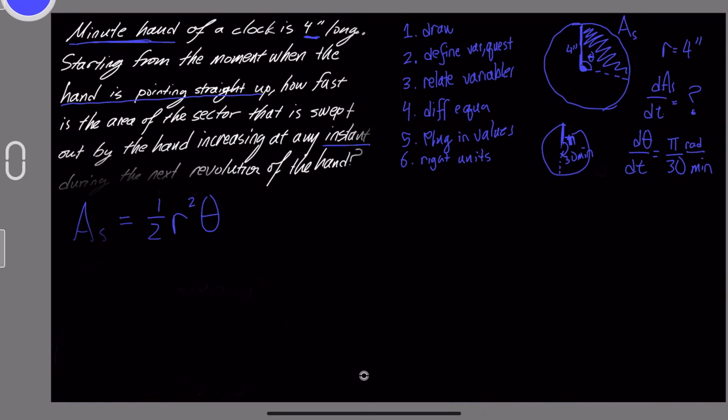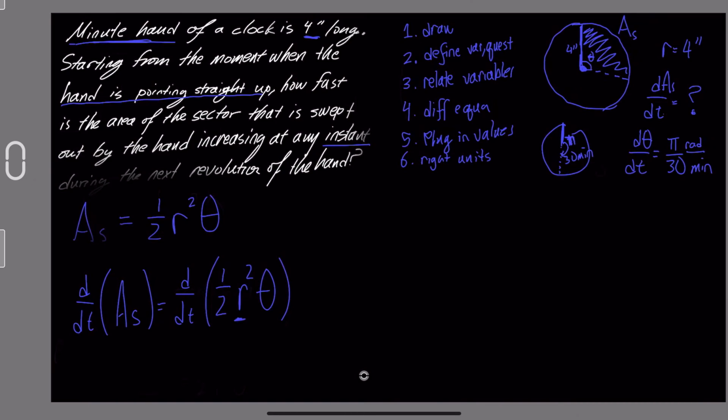Let's move on to step 4 and differentiate. We're differentiating everything with respect to time, so that's why it's d/dt of 1/2 r squared theta. And if we recall, r isn't actually a variable. The length of the minute hand never changes, and we know the length of the minute hand as well, and that's 4. So let's plug that in really quickly before we go any further.